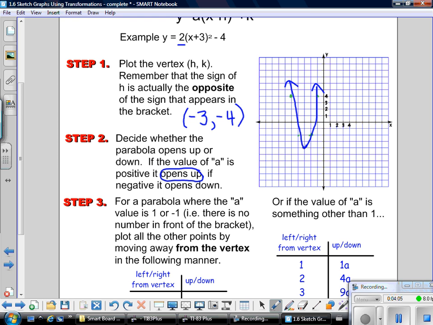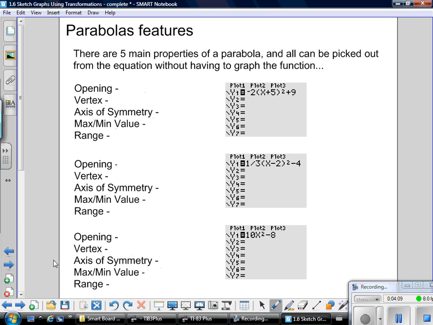Now, the other thing we can do is that I don't need to graph something. If I have the equation, I can tell an awful lot about it. For instance, there are 5 main properties that we can find from the equation, and that includes its opening, its vertex, its axis of symmetry.